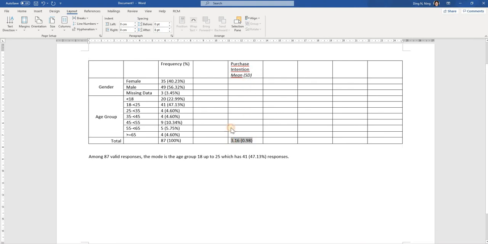Okay, so when I report it in the Word document, I first need to fill in the purchase intention into the table for all the responses. And you can also put it for female and male. Later we can see whether they are different. We will do it later. We first put this statement into my report.